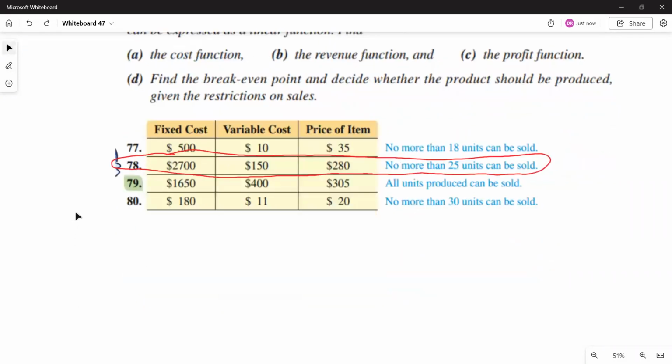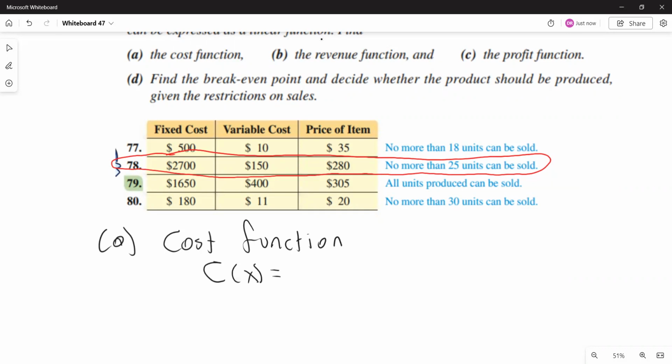So the cost function, the cost of producing X items, is going to be C of X. So it costs $150 to produce each item, plus 2,700 as fixed costs. That could be different things, like renting the local, employee salaries, maybe internet costs, renting some equipment, those things.